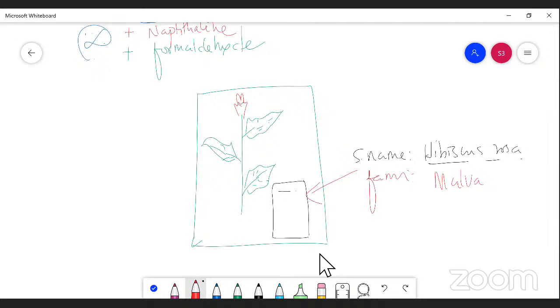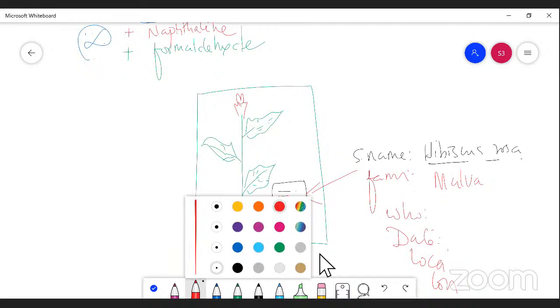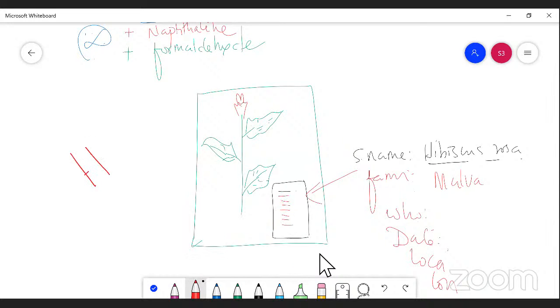Then the date of collection. Who collected? Then the locality, then the country, the district, the state. All the data should be there in the box. So this is called a herbarium. I can say this is called a herbarium.